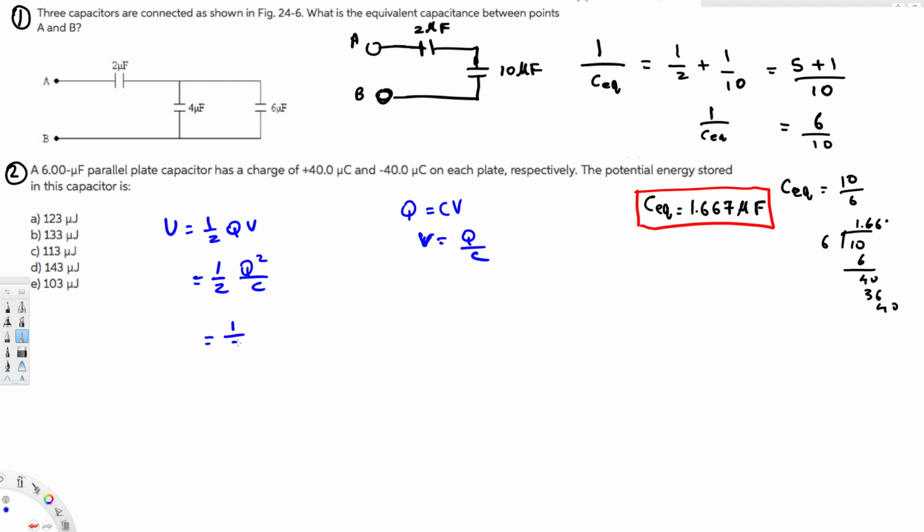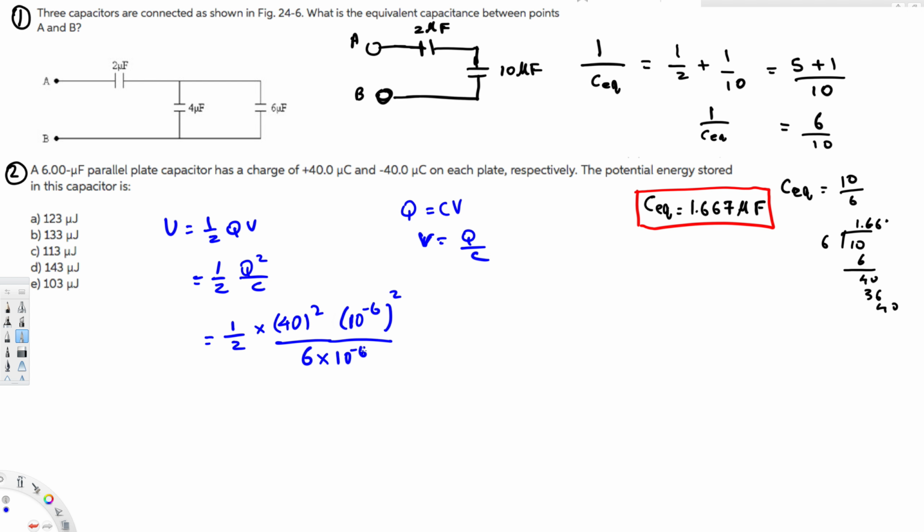Now we know that half times Q square is going to be 40 squared, divided by the capacitance, that is 6 microfarad. So we have micro right here, 10 to the power minus 6. Since we are squaring, we have to be careful about this one. So I make this one into farad. This is going to be 40 times 10 to the power minus 6, squared, since I'm squaring. And in the bottom we have 6 microfarad. So 6 times micro is 10 to the power minus 6 farad. So this is coulomb, it's farad.